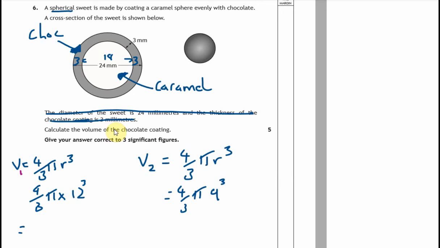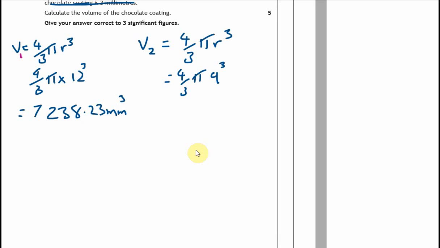Okay, so calculators out. I'm just going to pause the video. Okay, so this is coming out as 7238.23, to 2 decimal places, and that's going to be in millimeters cubed. And the second one is the exact same in your calculator. I've just taken out 12 and I'm putting in 9, and that's going to give me 3053.63 millimeters squared. Okay, so we're nearly there.